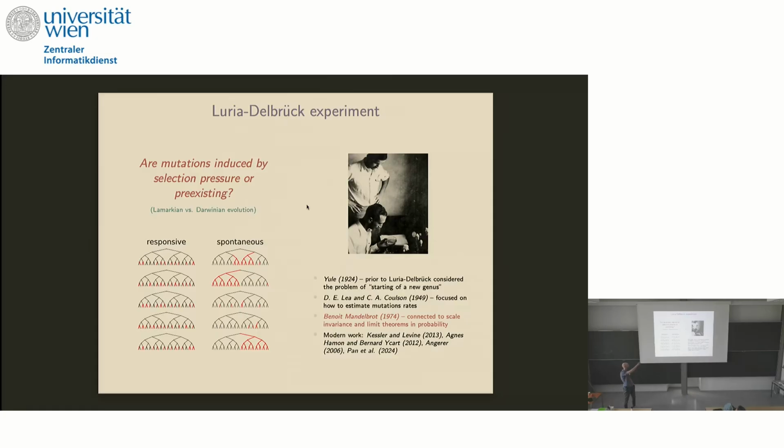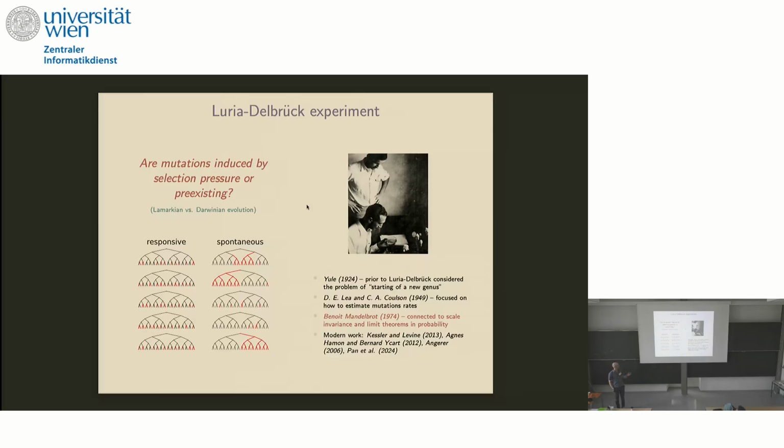Even predating Luria and Delbruck, I learned while making this talk, there was a guy, Ewell, who had been thinking about this very problem. He had a different motivation, but had anticipated this situation of trying to understand the distribution of the number of mutations at the end of a population that was being grown, where those mutations happened randomly throughout the tree. I'm just mentioning some of the work that followed up on this. Lee and Coulson were famous for figuring out some of the formulas that are still used to determine mutation rates. And there's a lot of modern work on this problem.